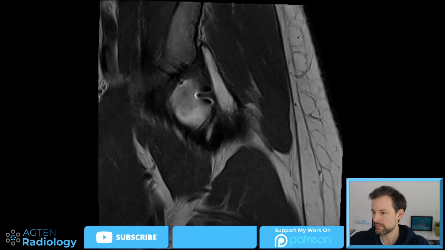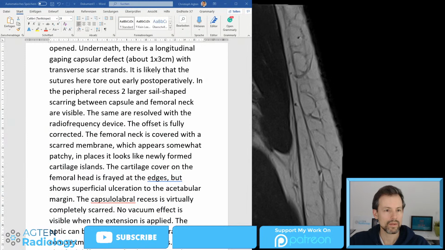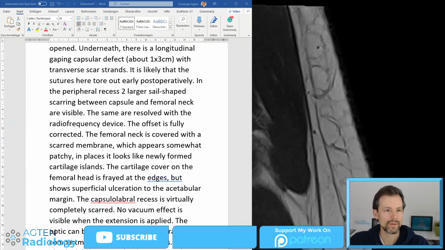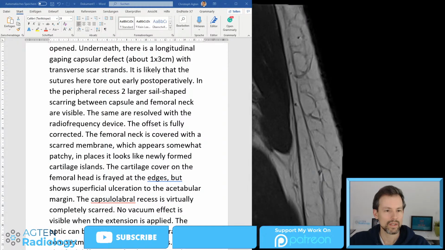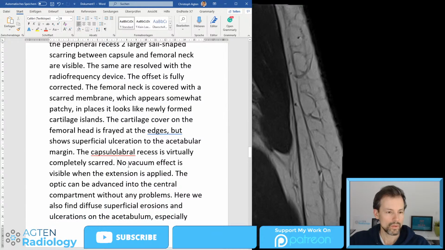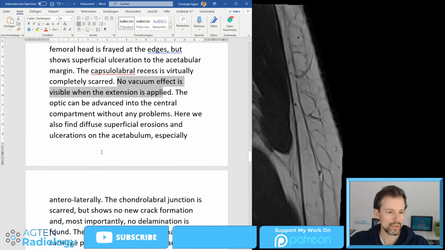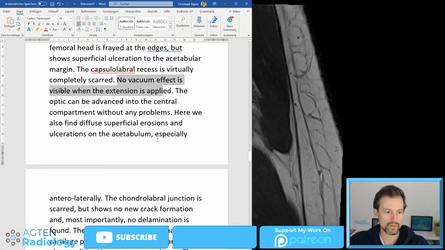Okie dokie. Now going back to this report that's coming in my way all the time. Oops. Yep, there it is. So no vacuum effect. They go into the joint. Superficial erosion and alterations on the acetabulum, especially anterolaterally. The chondrolabral junction is scarred, but shows no new crack formation, no delamination.